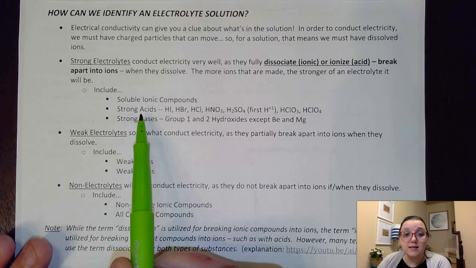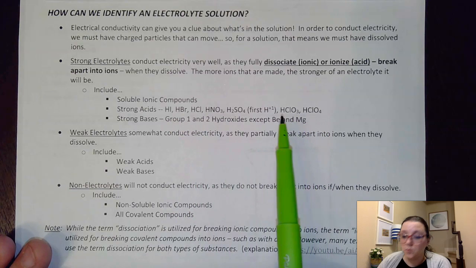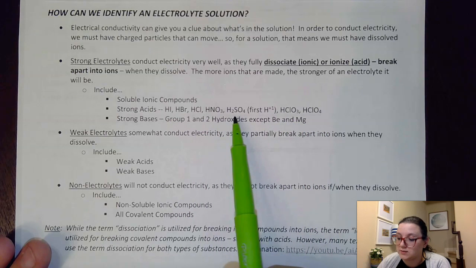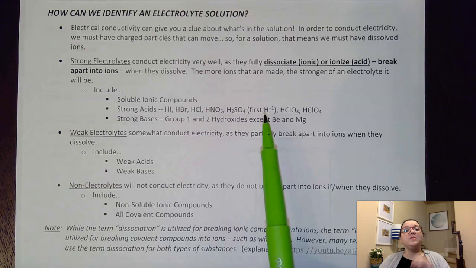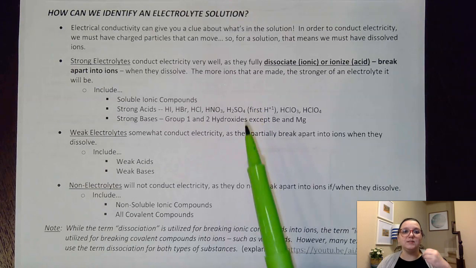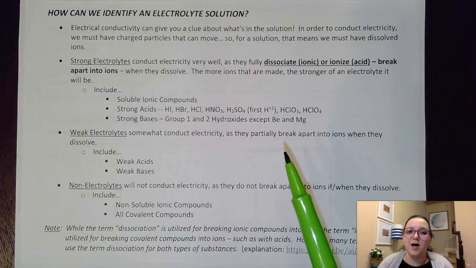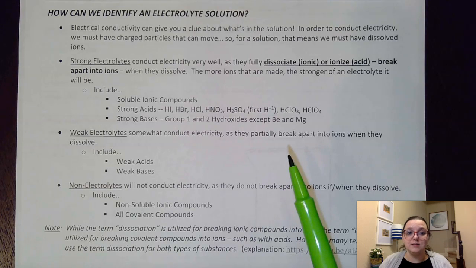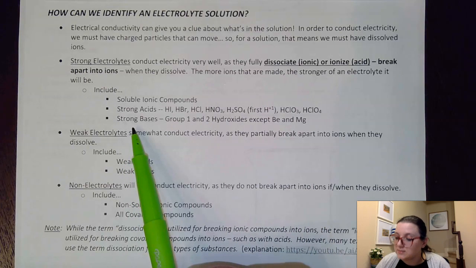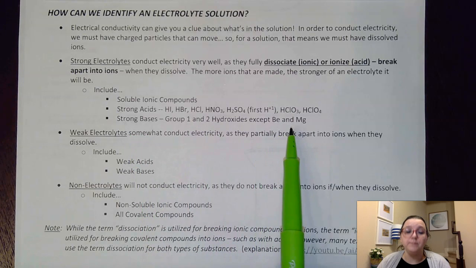Also strong acids. We have a very specific list here of these. I will warn you on sulfuric, the H2SO4: technically, just the first hydrogen coming off of it is a strong acid. The second hydrogen coming off is technically a weak acid. However, by that point, you've already created lots of hydrogens, and so it tends to be a very strong electrolyte still. Strong bases are group 1 and 2 hydroxides except Be and Mg.